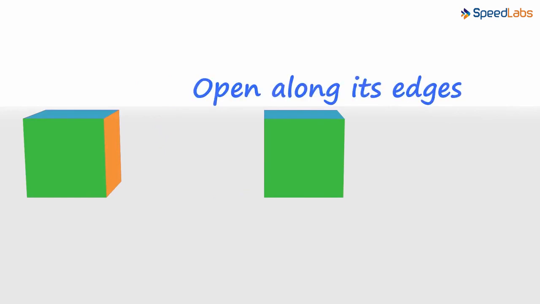Let's take a cube and dissect it. We will keep this one as the reference, take another cube exactly like this one and dissect it. By dissect, I mean that we will open the cube up along its edges. And what will we get if we open it up?